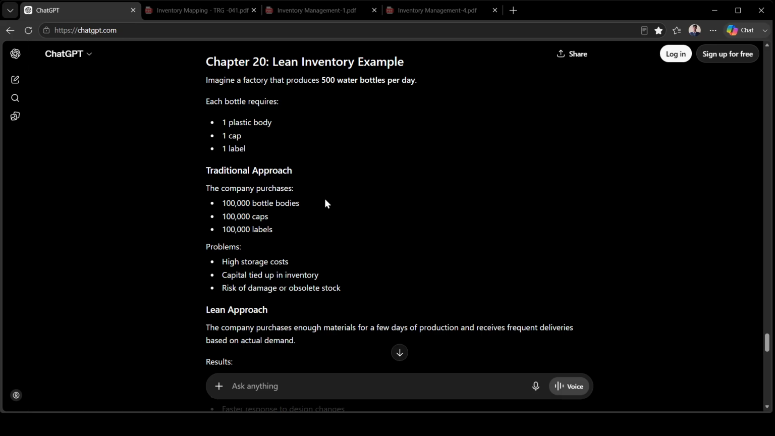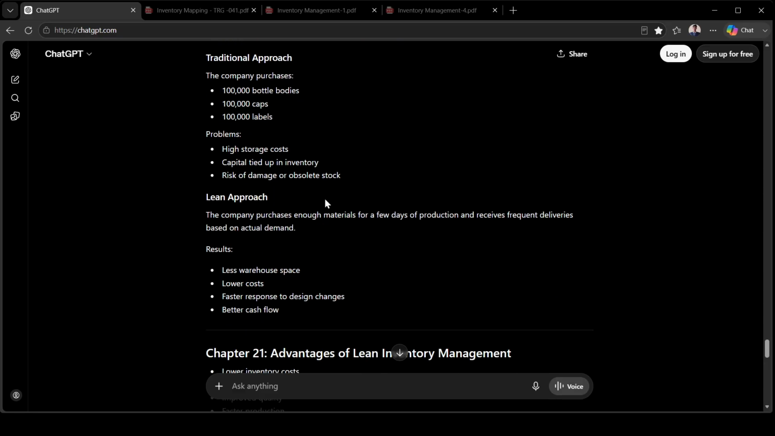Traditional approach versus lean inventory example. Imagine a factory that produces 500 water bottles per day. Each bottle requires one plastic body, one cap, one label. In the traditional approach, they purchase 1 lakh bottle bodies, 1 lakh caps and 1 lakh labels. Problems: high storage cost, capital is tied up in inventory, and risk of damage and obsolete stock.